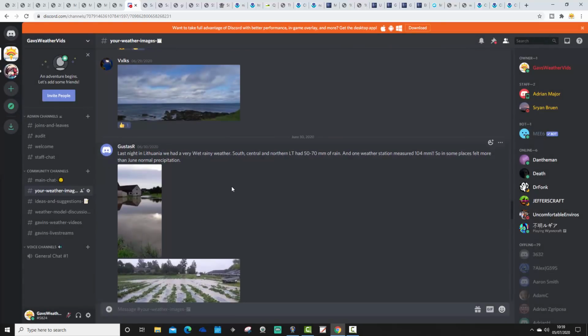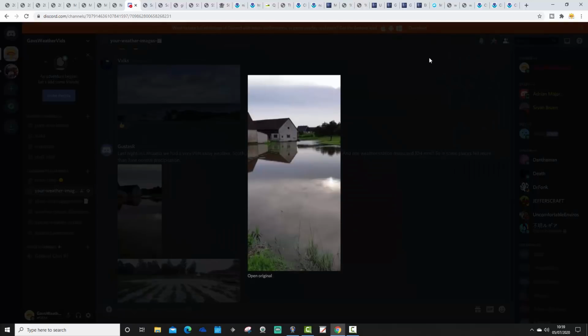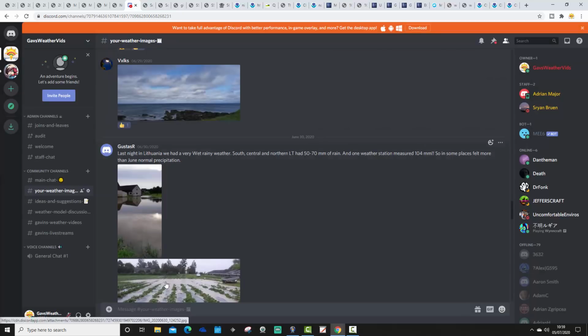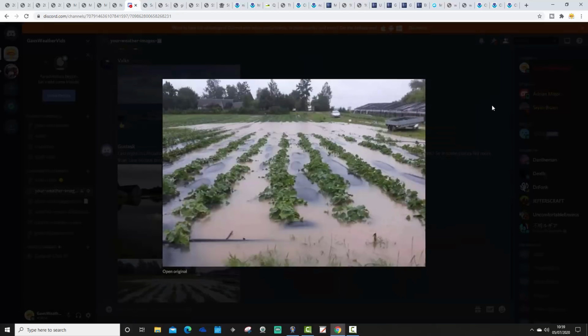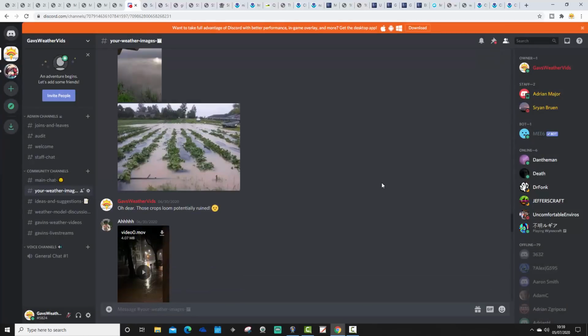This one's sent through by Gusta R. Again, showing flooding in Lithuania. So obviously in the northeast of Europe there have been some big showers and thunderstorms around. Those crops look pretty soggy, don't they? They could be ruined, I would have thought, if the water doesn't go down very, very quickly.